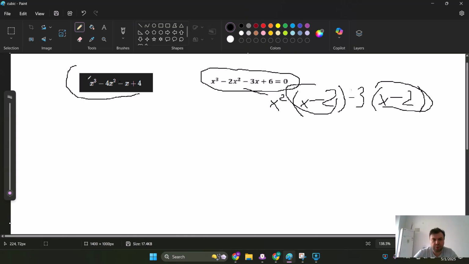First, we are using the rational root theorem, so we need to look at this first term, x to the power of 3, and 4 is the last term. So these are the data we need to apply the rational root theorem. The first coefficient here is 1, the last coefficient is 4. So from this we have 1, from 4 we have 4. This is what we need to apply the rational root theorem.